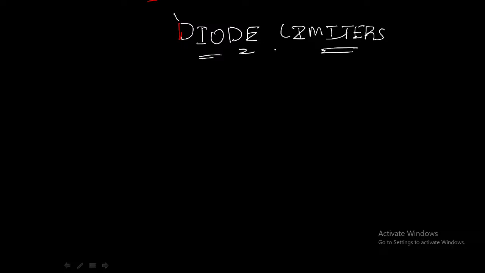So what are these diode limiters? Why are they used? Let us now try to understand. Diode limiters are also called clippers, also known as clipper circuits. Basically, diode limiters or clipper circuits are used for limiting or clipping the positive part of the input voltage or the negative part of the input voltage.